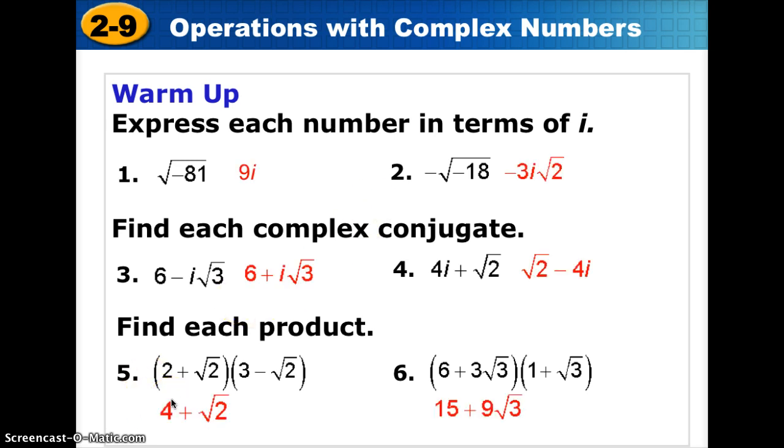Hopefully you didn't have any difficulty with any of those questions, remembering that the square root of -1 we write as i. The complex conjugate, we change the sign of the imaginary component. And when we multiply radicals, when we have these two binomials that we're multiplying in numbers 5 and 6, we FOIL, just like we do with whole numbers.